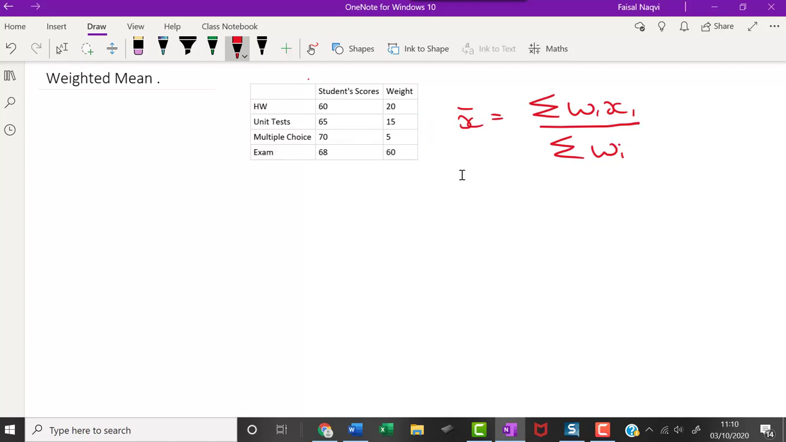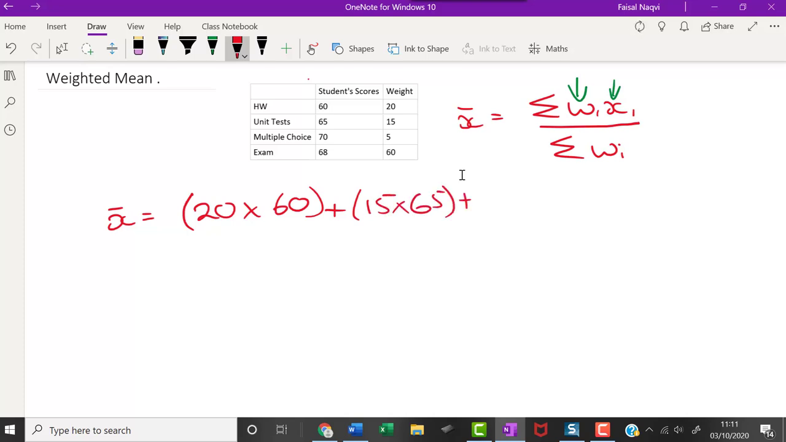How do we use this information? Well, if we use the formula, I know the mean is going to be the sum of, that means everything added together, of the weights times the data point. So if we look at the homework first, my weight is going to be 20 times the score, which is the XI, which is 60. That's for the homework. I've now got to add that to the unit test, which is a weight of 15 times a score of 65. That's then got to be added to the multiple choice, which has a weight of 5 and a score of 70. And finally, the exam, which has a weight of 60 and a score of 68.